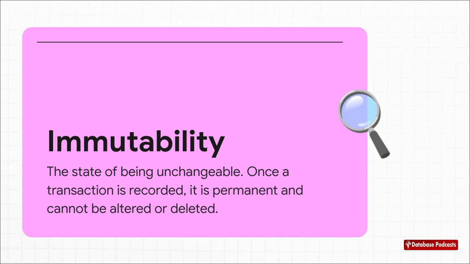It means exactly what it sounds like. It is set in stone. Once a transaction gets verified and added to the chain, it is locked in forever. Nobody, and I mean nobody, can go back and alter or delete it. This creates a permanent, tamper-proof audit trail. And that is the foundation of trust in a system. You don't have to trust an administrator because you can trust the record itself.